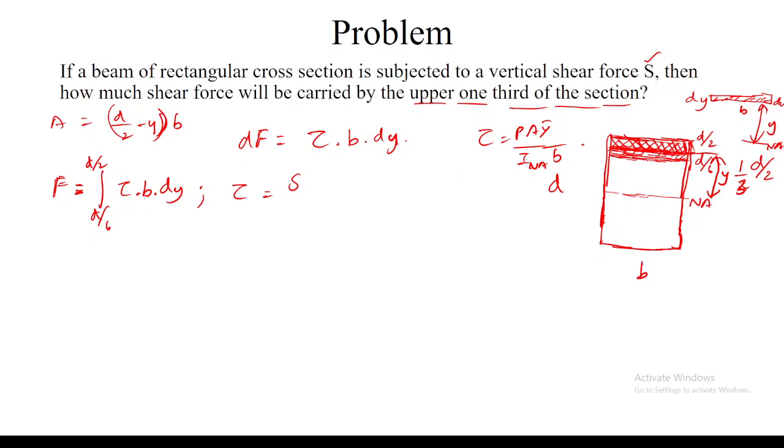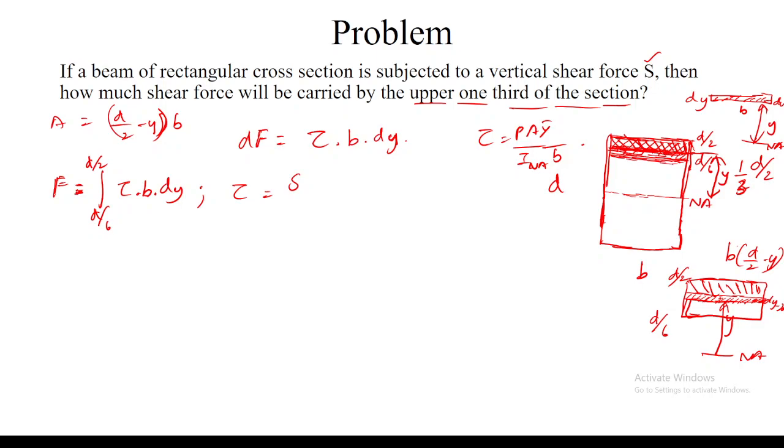See, the limits of integration are from D by 6 to D by 2. This is D by 6 and this is D by 2. Between this, we have taken a small strip of elemental area dA, and we can assume this as the fiber, since dy is approximately equal to 0. So this fiber I am taking at a distance of y from the neutral axis. Which area do I need? This area I need. So it will be b into D by 2 minus y. Is it clear or not?